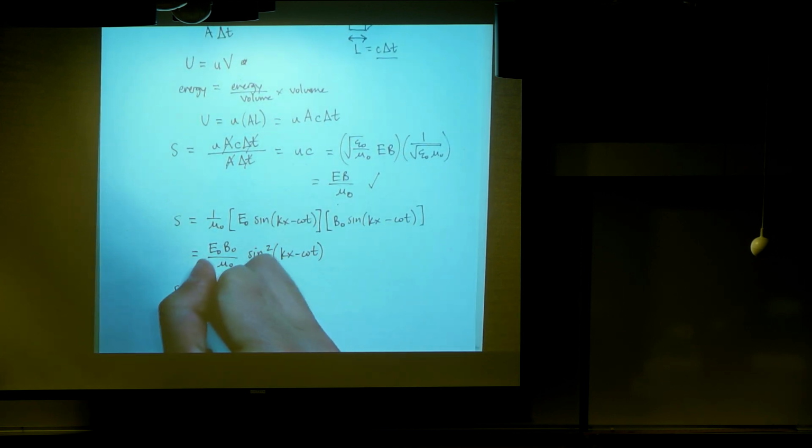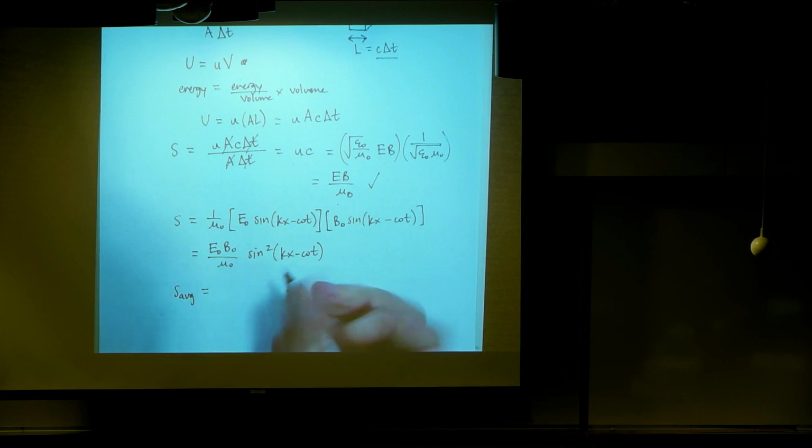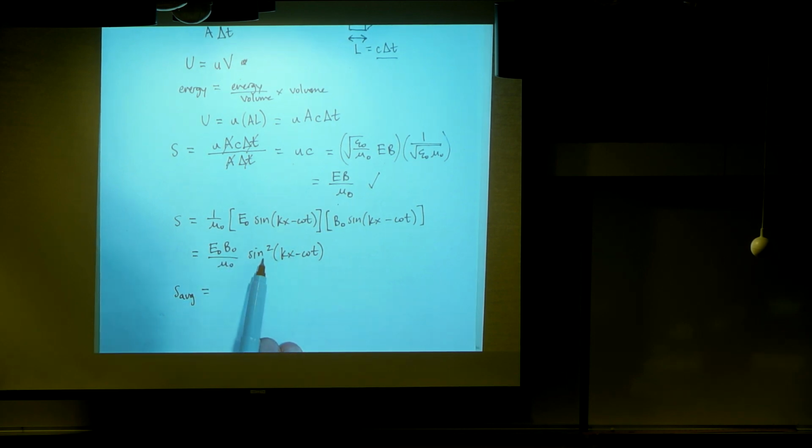So again, if we want to take the average, essentially what we're doing is we're taking the average of this sine squared function, okay? And does anyone know, if I take the sine squared function and I just take a look at its average value, what do I get? What's the peak value of sine? 1.